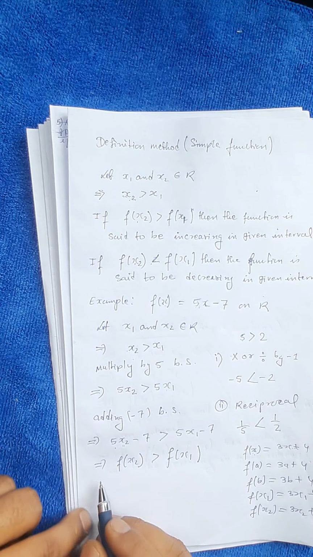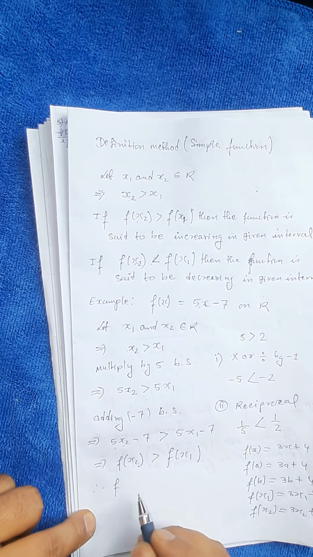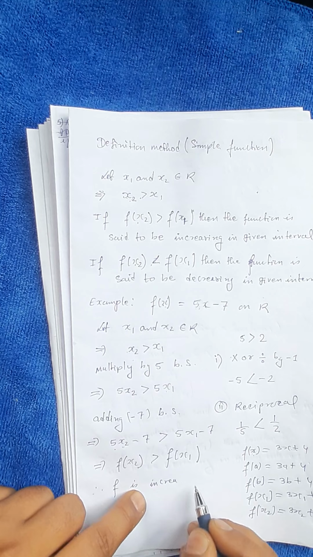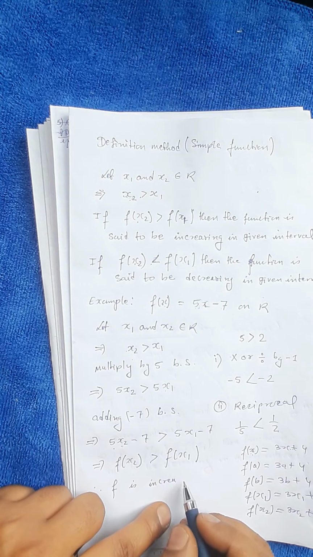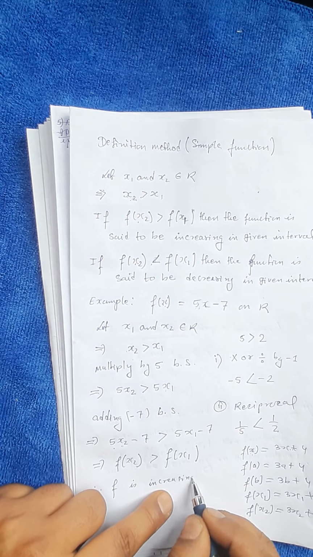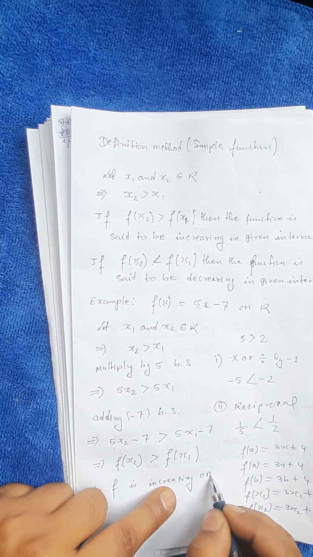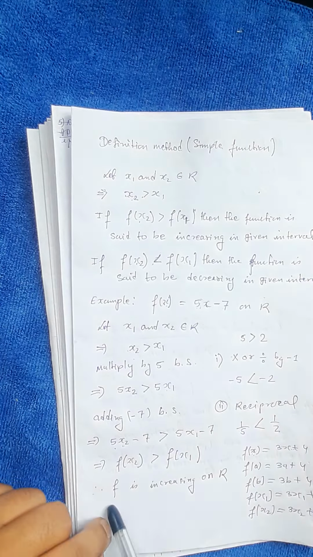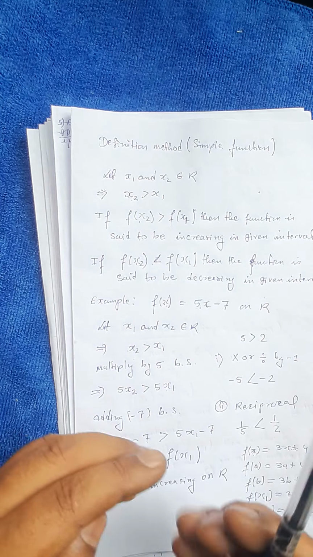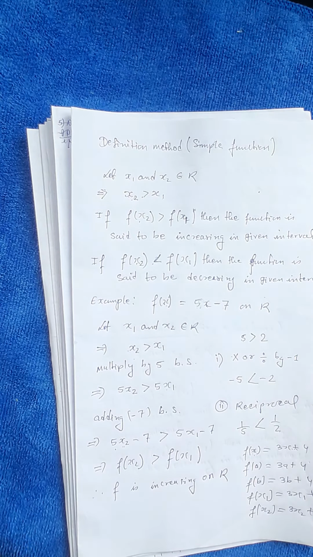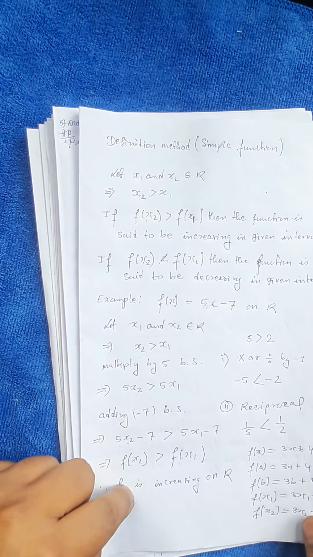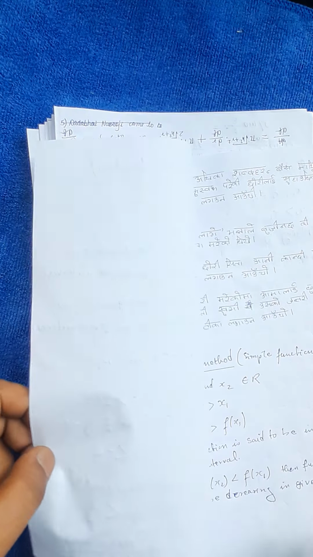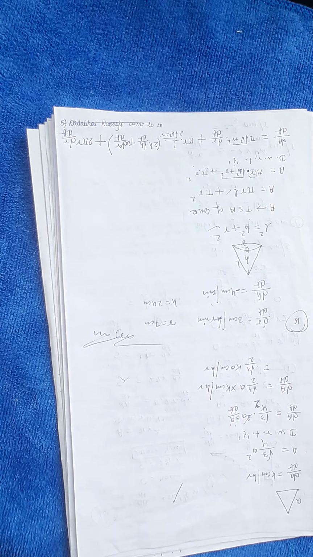That's why we are going to give the conclusion. Therefore, f is increasing on R. On R means on the given set. Okay, f is increasing on R. That means this is an increasing function. Now let me show you one more example, whether a function is decreasing.